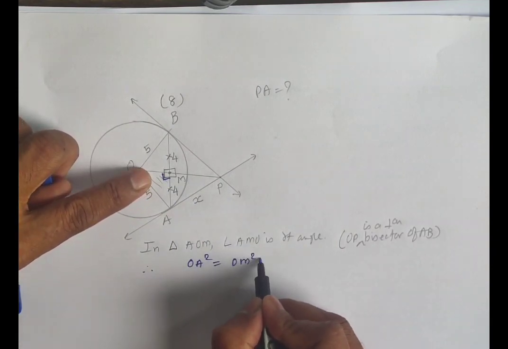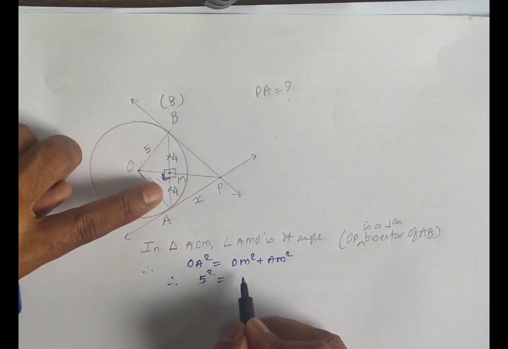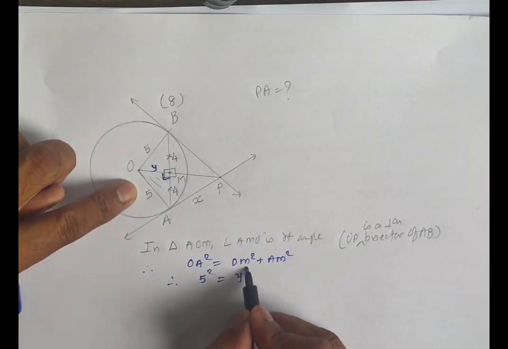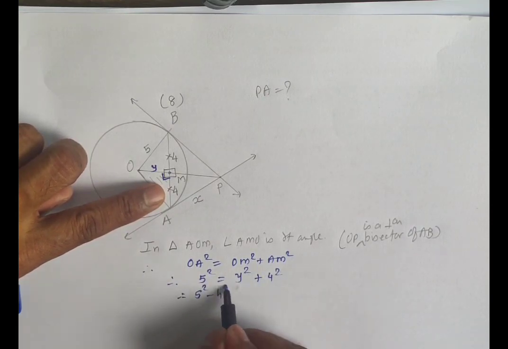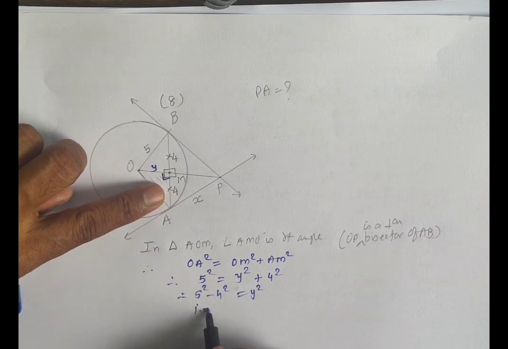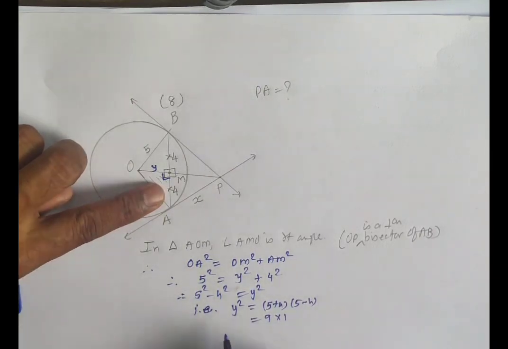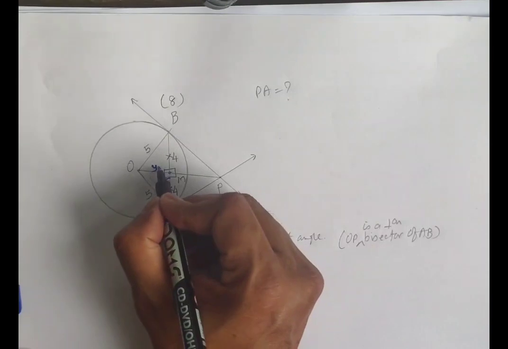OA square is equal to OM square plus AM square. Carefully put the value. OA is known, 5 square. OM is not known. I'm going to call it Y. So that is Y square plus AM square, that is 4 square. This is 5 square minus 4 square is equal to Y square, i.e. Y square is 5 plus 4 into 5 minus 4, that is 9 into 1. In that method I had written directly. Therefore Y is equal to square root of 9 and therefore Y is equal to 3. Clear to you? So this is 3.